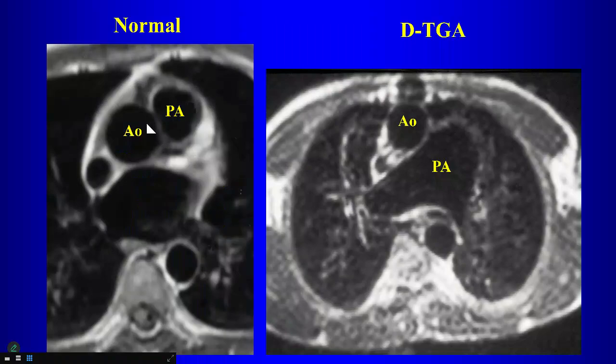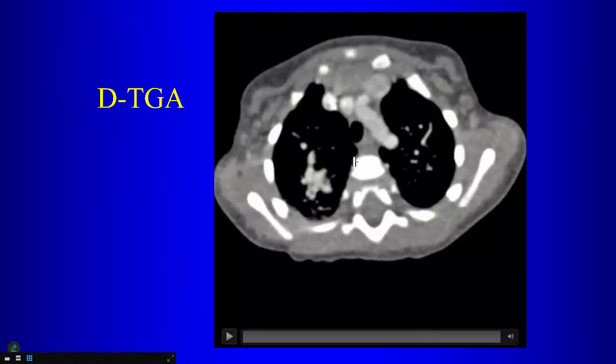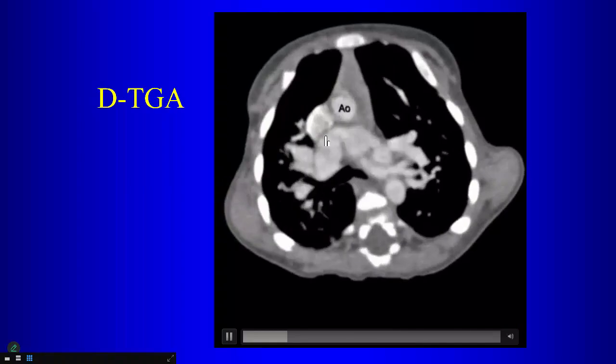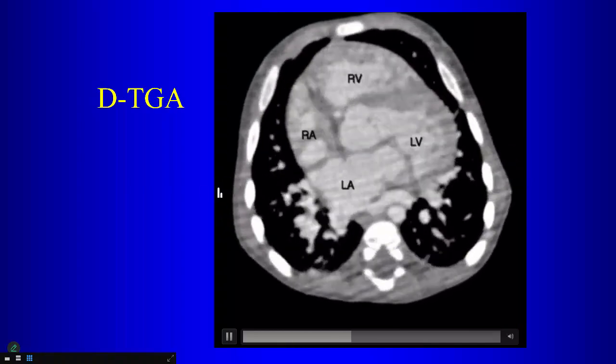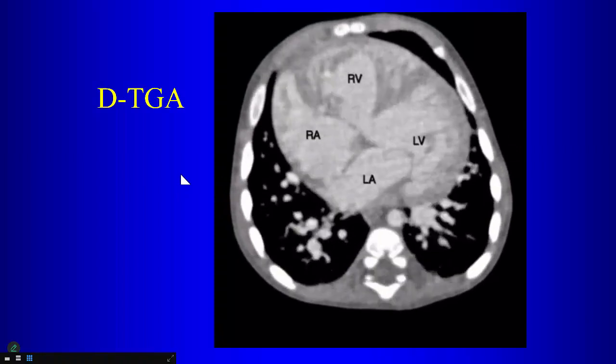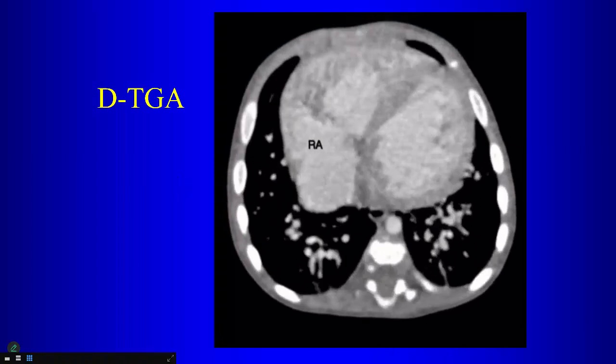In the normal configuration, the aorta is posterior to the pulmonary artery and to the right. With D-transposition, the aorta is anterior but to the right of the pulmonary artery. Okay? And we've gone through the appearance, so the aorta will be connected to the right ventricle, anterior to and to the right of the pulmonary artery, which is connected to the left ventricle, with D-transposition, with atrioventricular concordance.